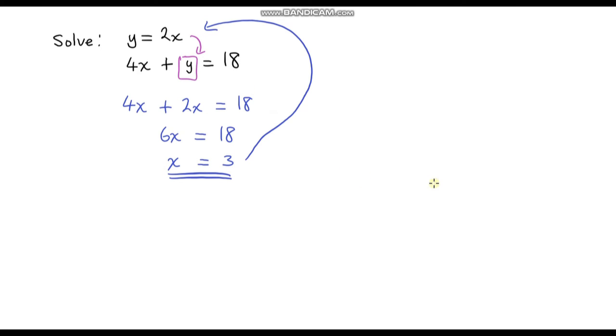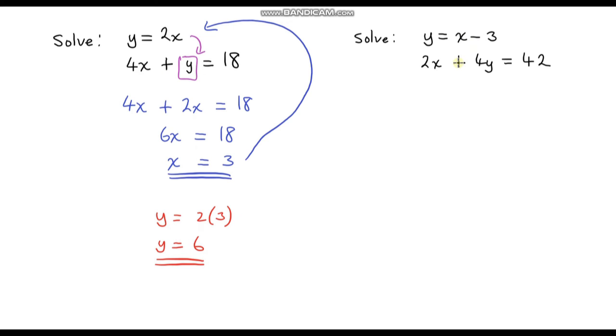So let's do this in a different colour. So our value for y is just going to be 2 times x. And I know x is 3, so it's just going to be 2 times 3. Therefore, y is equal to 6. So I have my values for x and y. When x equals 3, y equals 6. And I'm not going to do this, but you can just plug these numbers into your second equation just to make sure they work too. Okay, so pause the video and have a go at this one here.